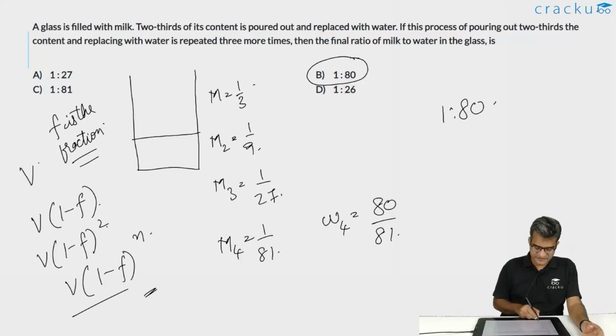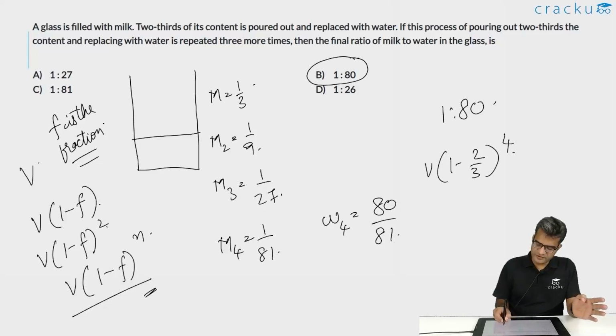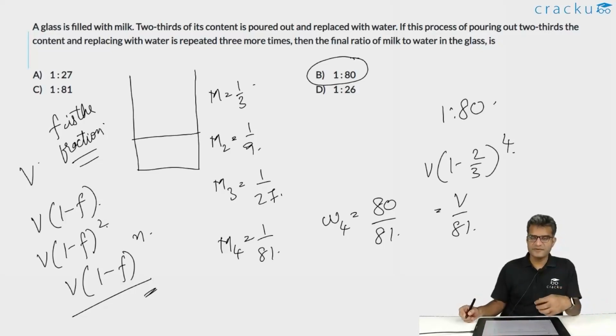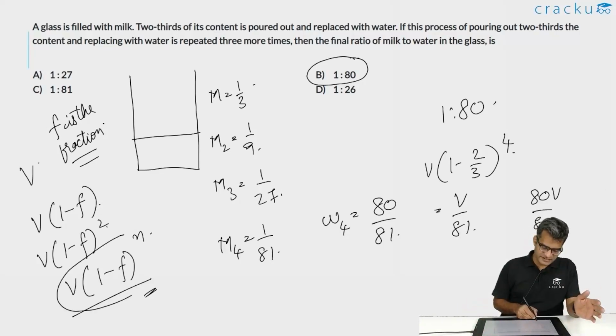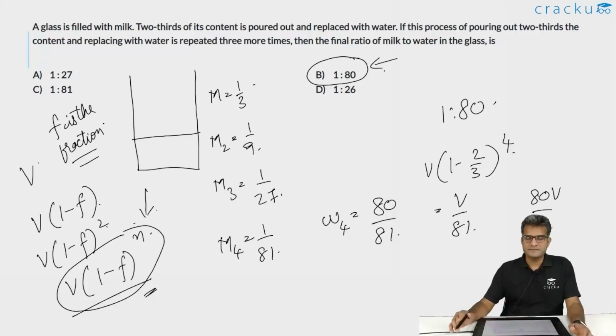If you are applying just this formula, the total number of times this is done is 4 times. So the amount of milk that is remaining is V into 1 minus 2/3 whole to the power 4, which is equal to V/81. This is the amount of milk remaining. Everything else will be water. So the amount of water will be V minus V/81, which is 80V/81. Again, the required ratio is 1:80. If you remember this formula, it will be very useful. So the answer is option B.